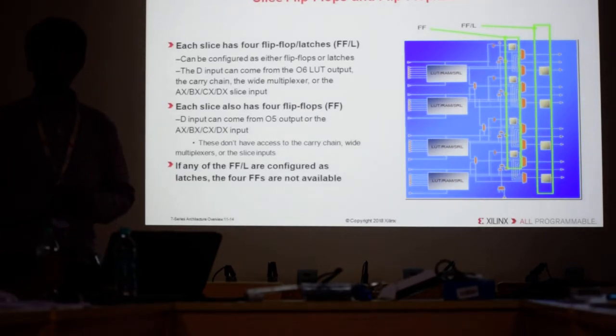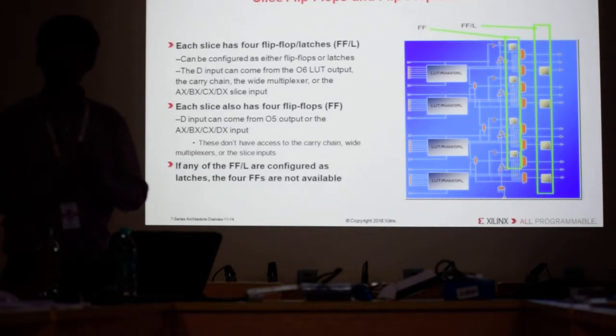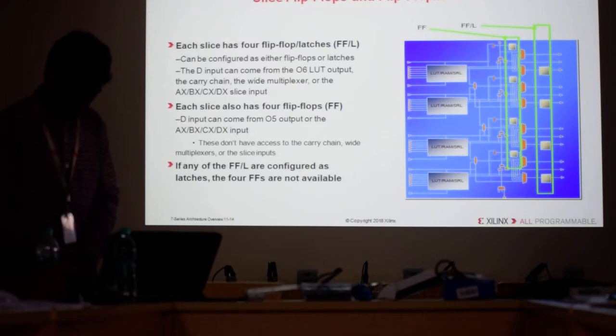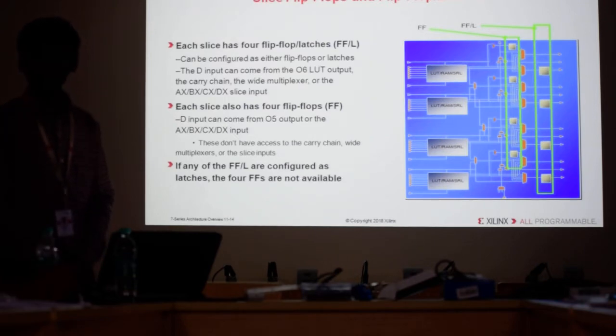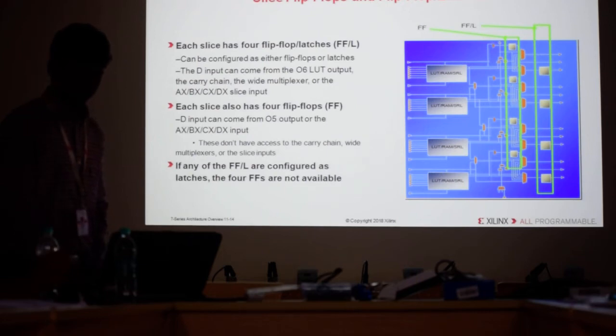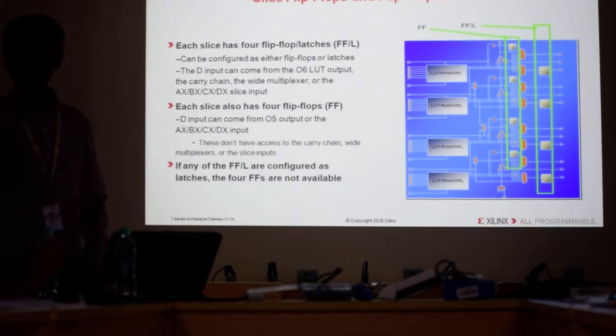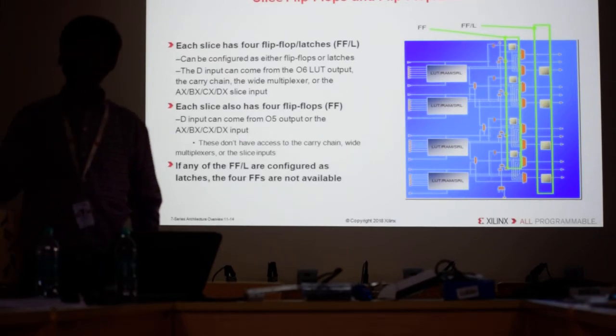What about 1 CLB? How much is it? Now you tell me, what is 1 CLB? How many LUTs are there? 8. How many flip flops are there? 8. How many latches are there? Latch. 8. So there is a difference between a flip flop and a latch. Both are D type. What is the difference between a flip flop and latch?